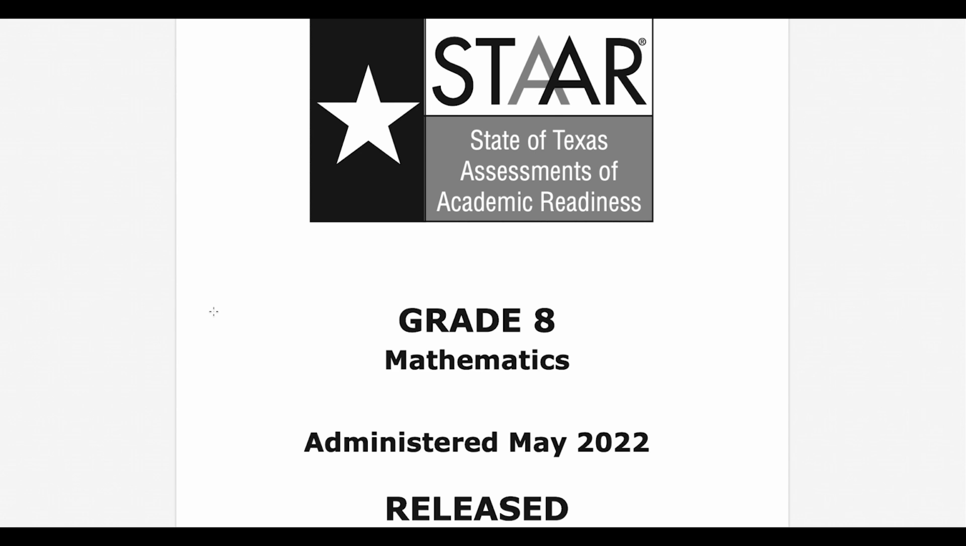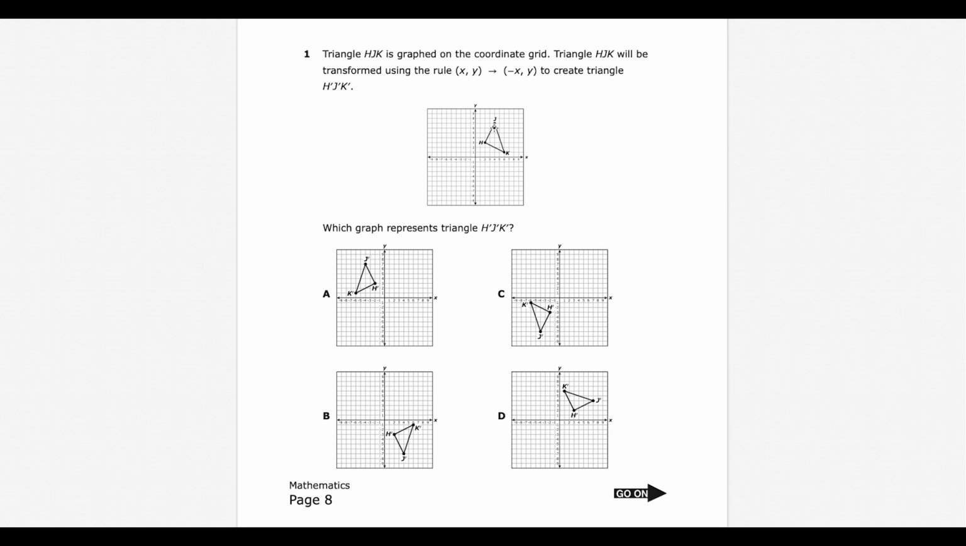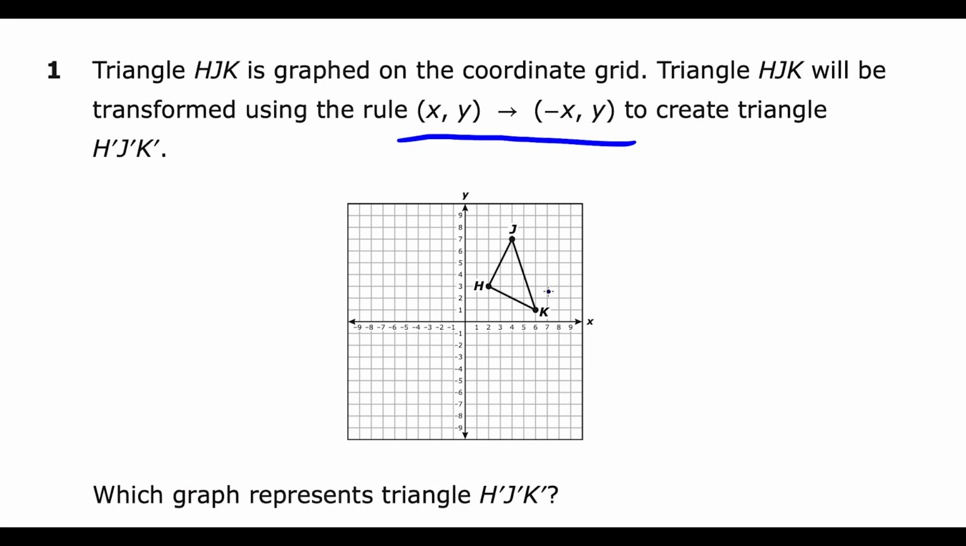Question 1, we have triangle HJK, and we're going to use this rule to transform it. I would actually do the transformation first and see what it matches up to. We have this point here at 6, 1. If we take the point 6, 1 and run it through this transformation, we're just going to change the sign of the x. Then that's going to send us to the point negative 6, 1. Notice once again, we're taking the x and just changing the sign. So this would send us to the point K prime like this.